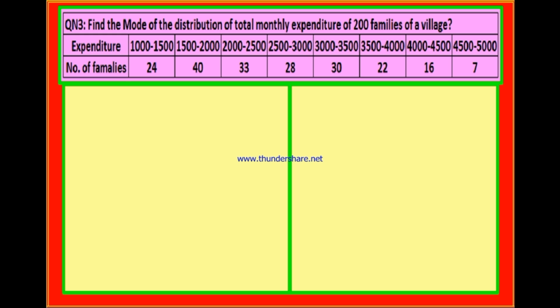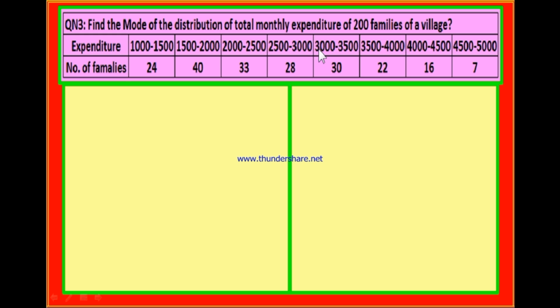Here is the table. This table gives the expenditure and the number of families. Expenditure in rupees. 1000 rupees to 1500 rupees, the number of families is 24. The expenditure between 1500 rupees to 2000 rupees, the number of families 40. The expenditure between 2000 to 2500 rupees, the number of families 33. The expenditure in between 2500 rupees to 3000 rupees, the number of families is 28.